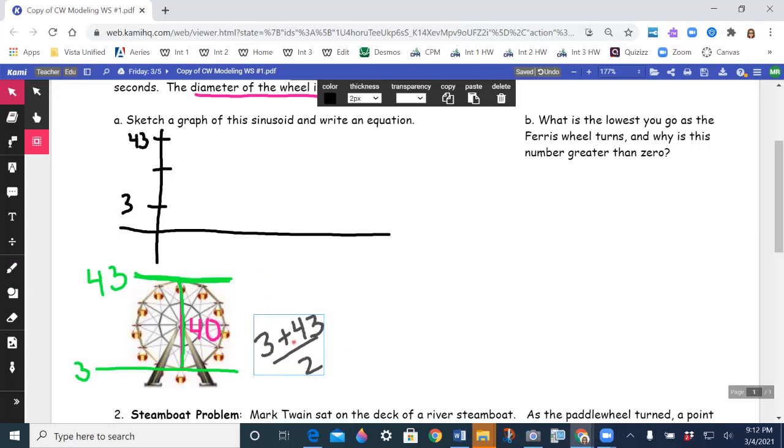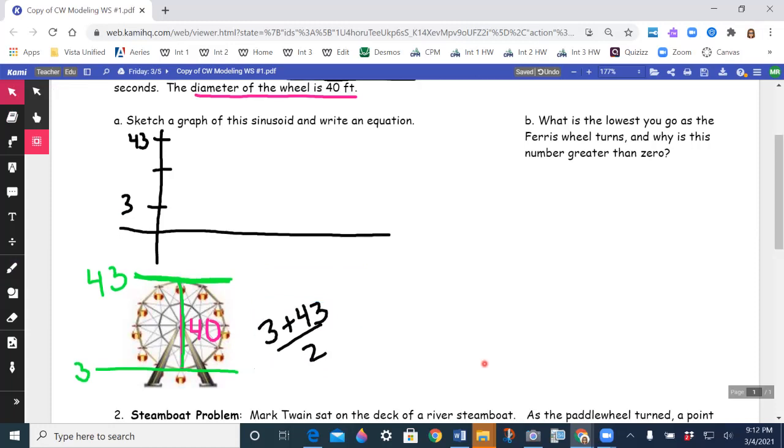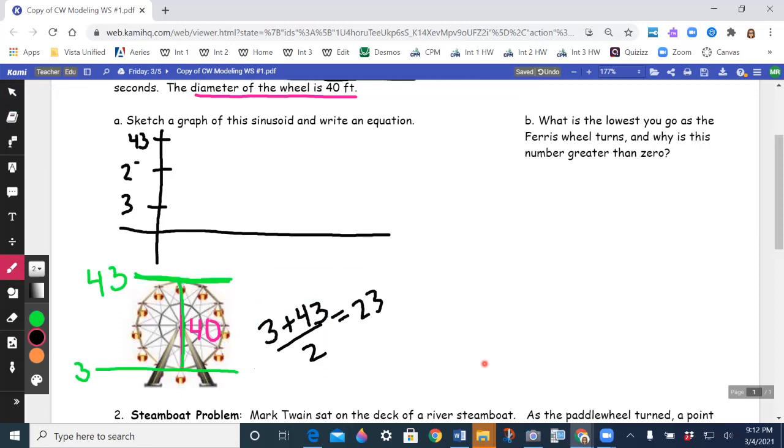I'm just going to move this down a little bit. Okay. So I am going to get 46 divided by 2, which is 23. So this center is 23. So right here, this is 23, not to here. It's 20 to here and 20 to here. It is 23 from here all the way to the ground. Okay, does that make sense?